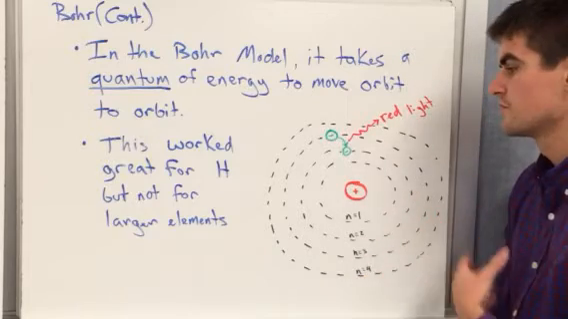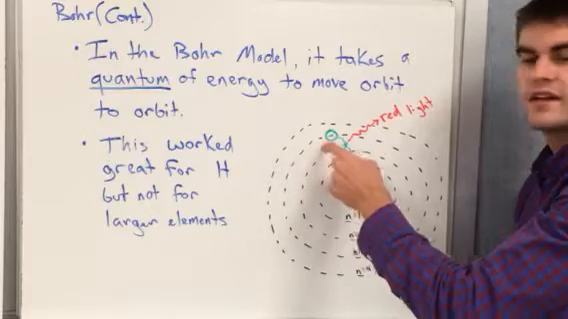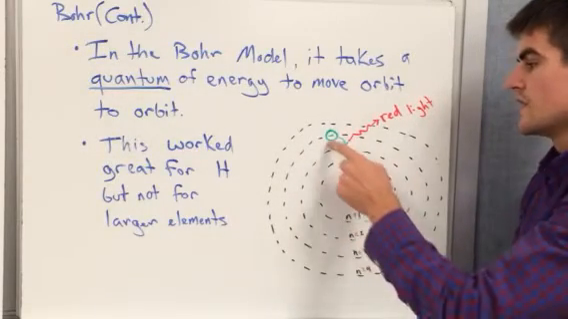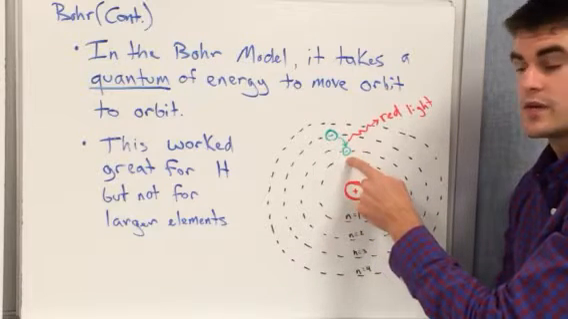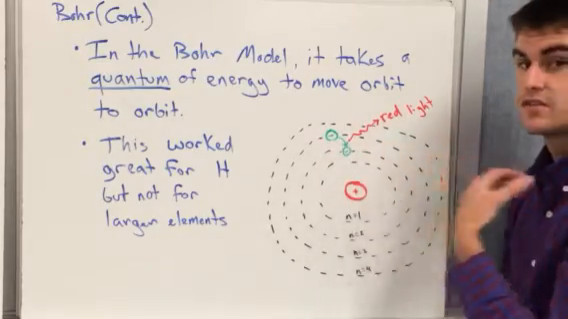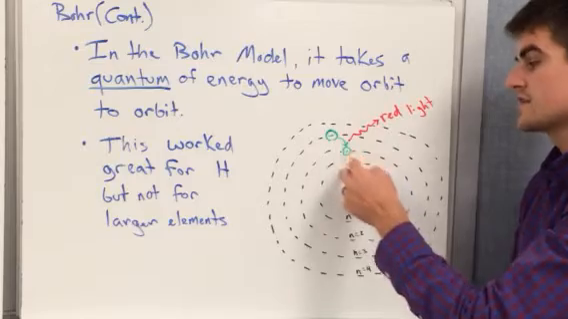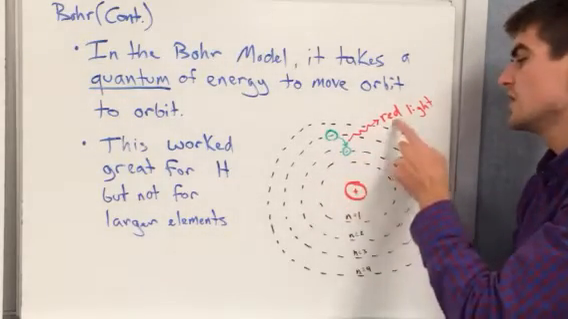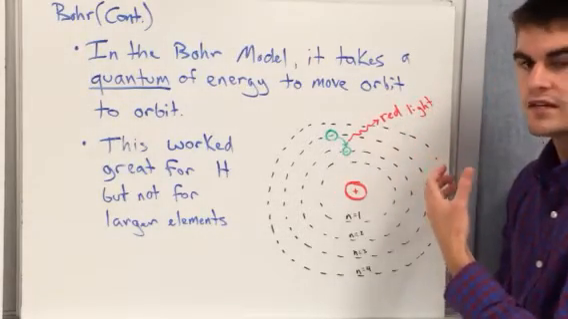One kind of proof for this model is, in this case, if we excited an electron up to the third orbit, and that electron were to fall down to the second orbit, it has to get rid of this extra energy. And in this case, that specific amount of energy, that quantum of energy, comes out as red light. We see it as red light.